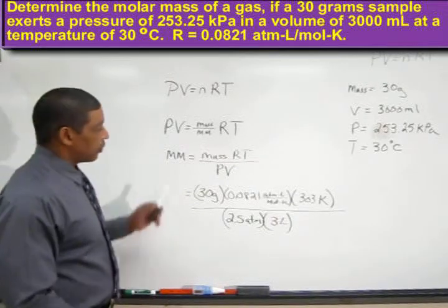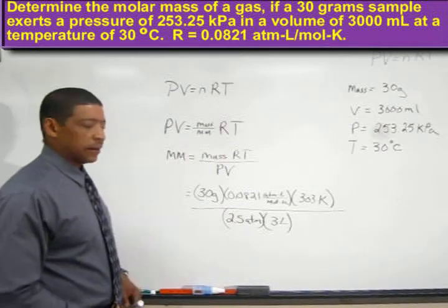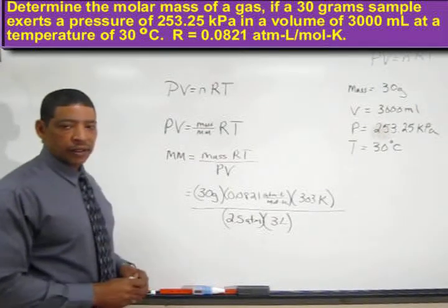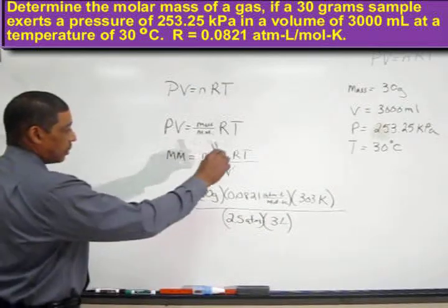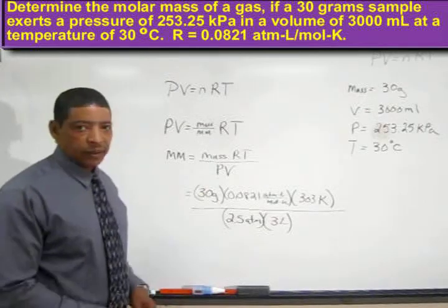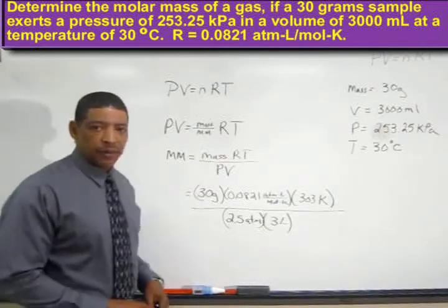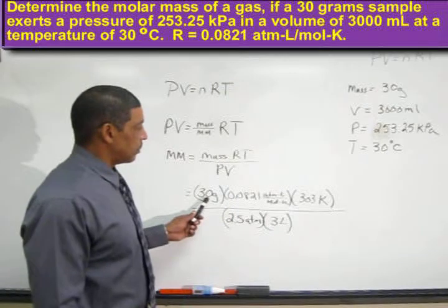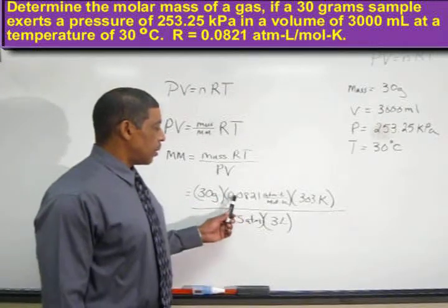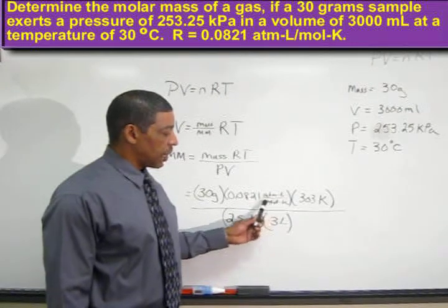The final step to solve for molar mass will be simply to divide through by PV. Dividing through by PV will eliminate PV on the left side of the formula and regenerate PV on the right side of the formula. However, this time PV will be found in the denominator. Now simply insert the given information. 30 grams represents the mass. R will always be 0.0821 atm liters divided by mole K.